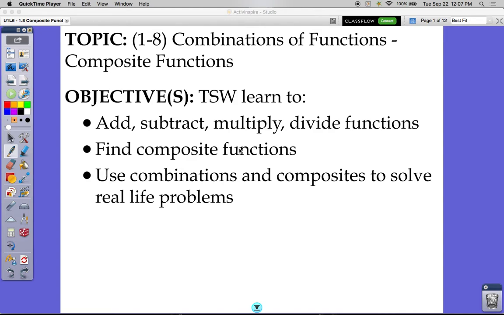In this section, we're going to be talking about combinations of functions, such as composite functions. We're going to add, subtract, multiply, divide functions together. We're going to find compositions of functions. That is, we're going to combine them and see how one goes into the other, or one adds or takes away even from another. And we're going to do that with a real-life example at the very end.